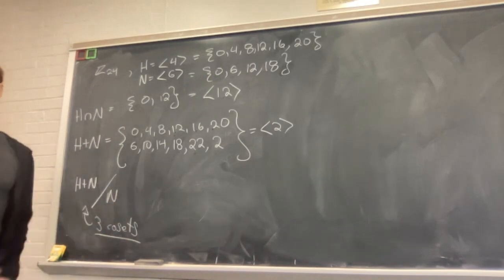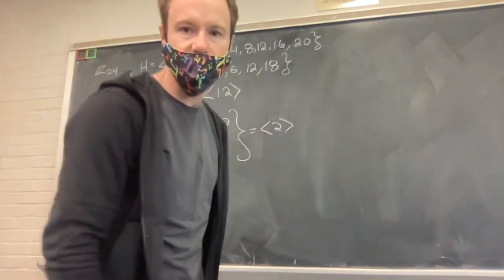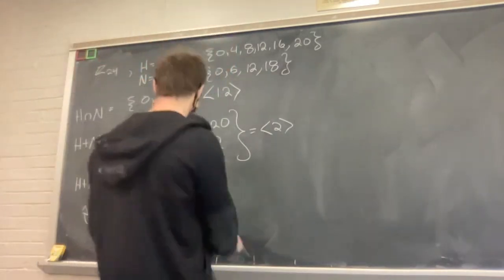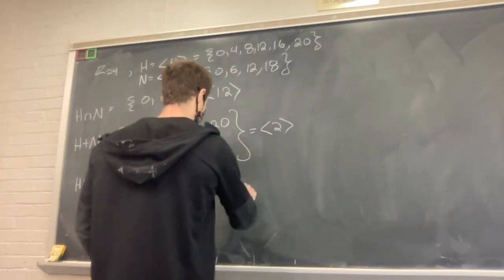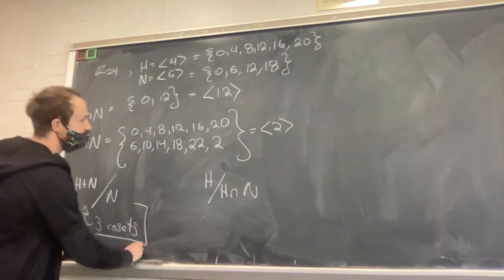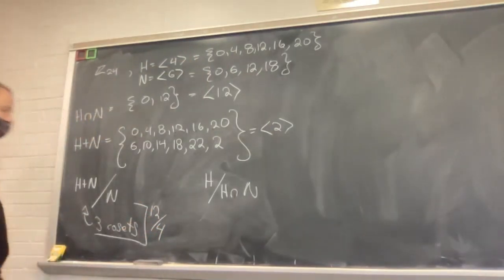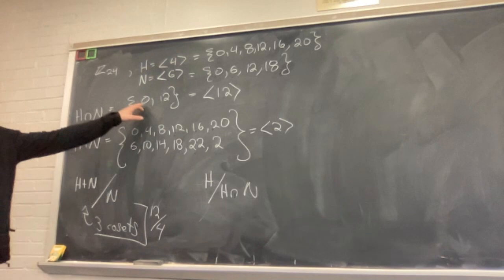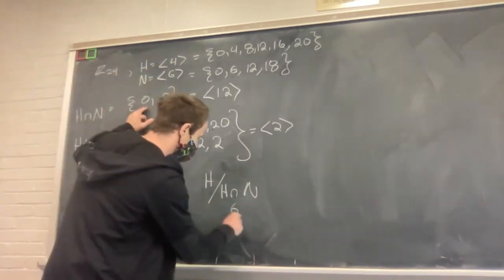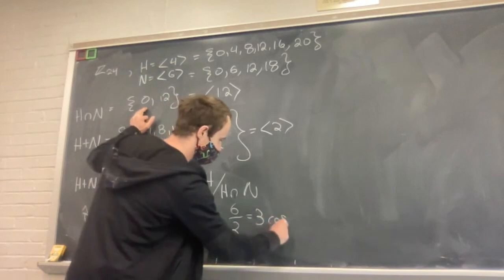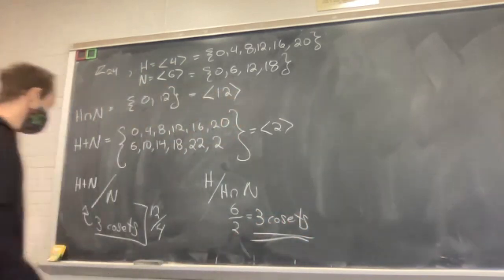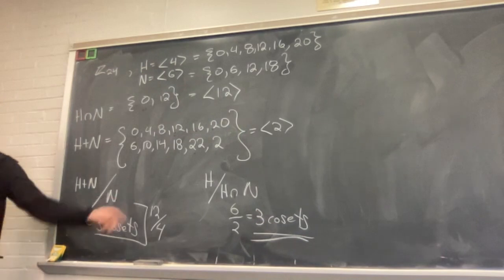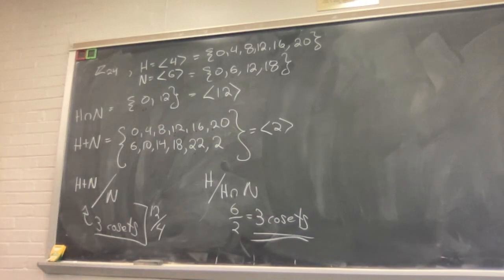Then you also want to list H mod H intersect N. You're getting 3 by doing 12 divided by 4. But now for H mod H intersect N, H has 6 elements and H intersect N has 2 elements. So that's 6 divided by 2, which is 3 cosets. You get the same number of cosets, but by doing different division problems. That's what makes the whole thing kind of non-trivial.